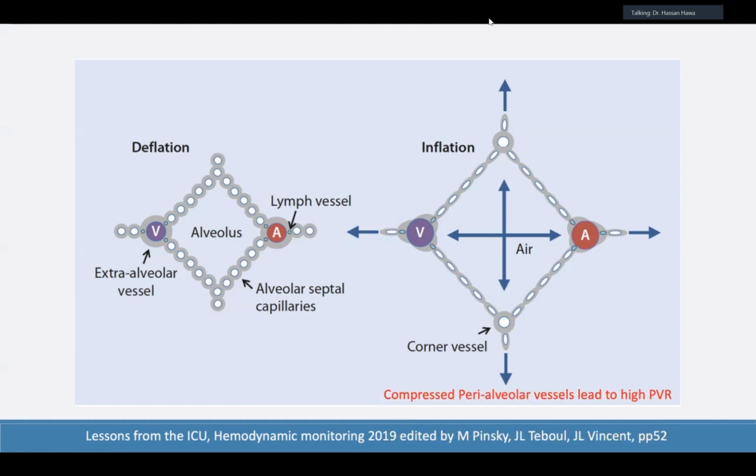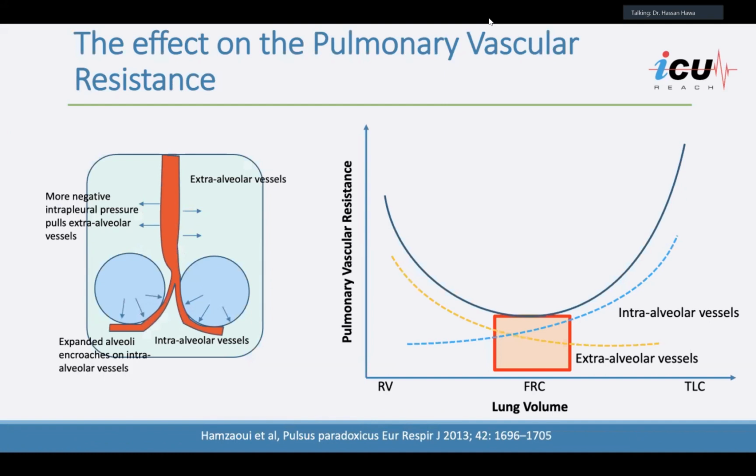And this is further illustrated in this study where they found that either side of the lung volumes can be detrimental to the pulmonary vascular resistance. So if you ventilate your patient at higher levels of tidal volumes, close to the total lung capacity, then this will increase the pulmonary vascular resistance. And this can be illustrated schematically here by distending the alveoli. This will compress the intra-alveolar vessels and cause an increase in the pulmonary vascular resistance.